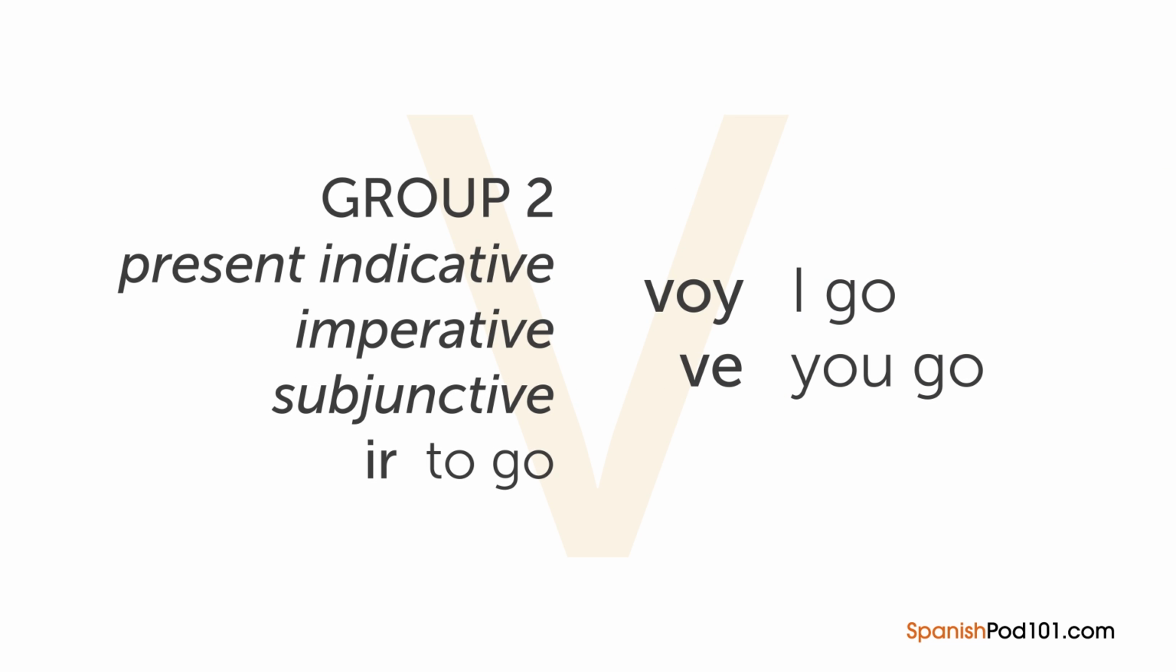Second, all the forms in present indicative, imperative, and subjunctive of the verb ir, to go. For example, voy, I go, or ve, you go, in the imperative.